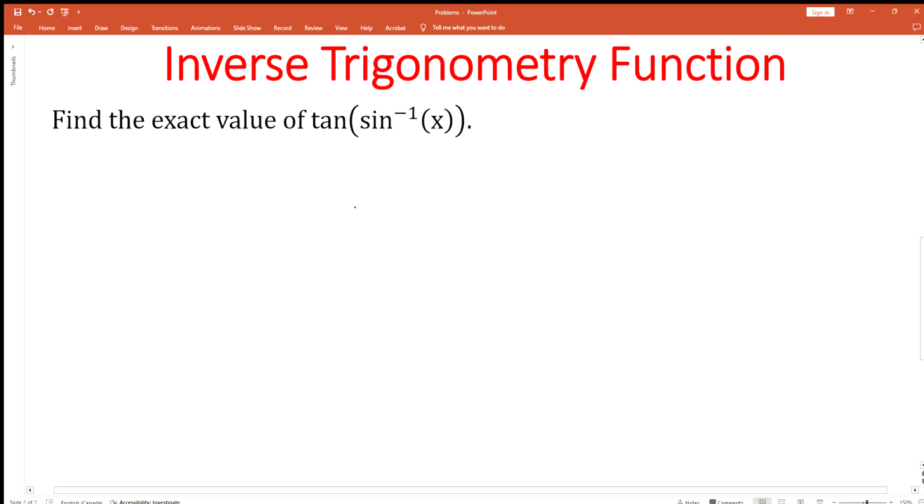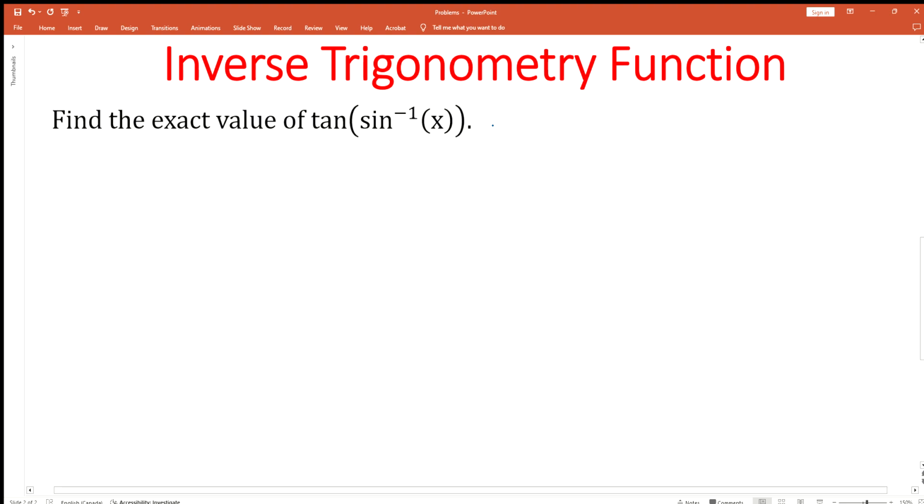In this video, we'll use concepts of inverse trigonometry function to solve the problem. As per the problem, find the exact value of tan of inverse of sine of x. This term is made up of the outer function tan and the inner function inverse of sine. The first step is to analyze the inner function inverse of sine.